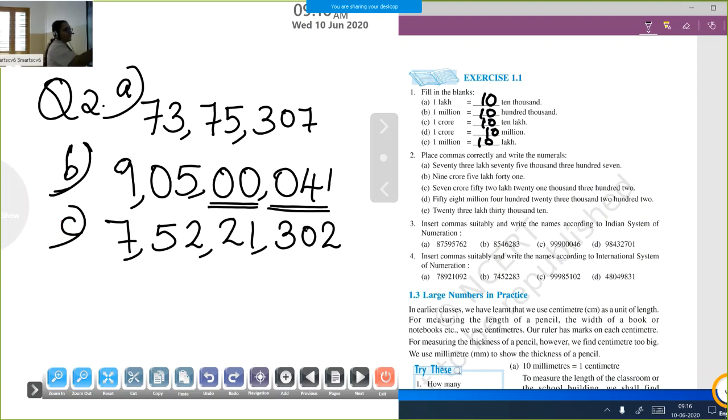7 crore, 52 lakhs, 21,302. Correct. Here all the periods are there, nothing is missing. So we wrote as it is in the question. See, teacher wrote 7 crore, correct. 52 lakhs proper. 21,000. Okay, that is also okay. 302. Correct.